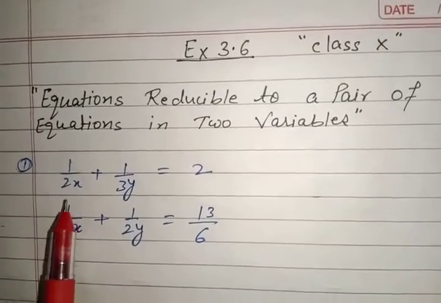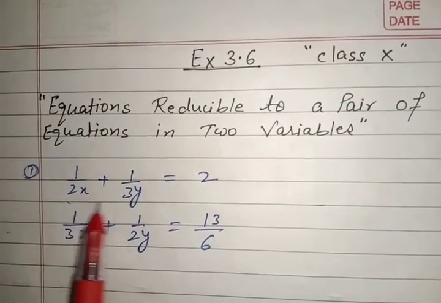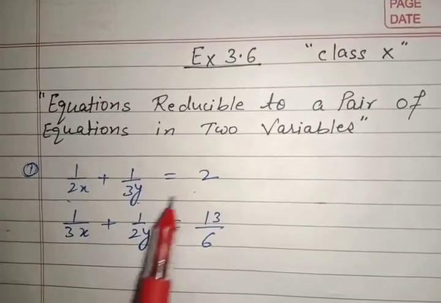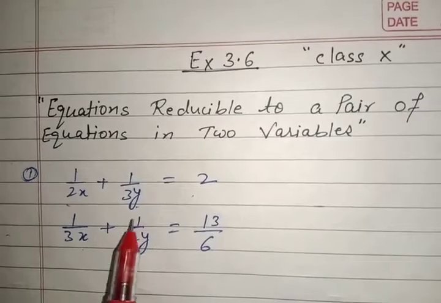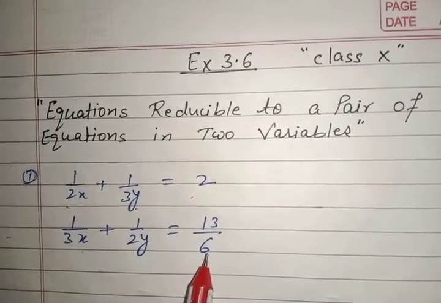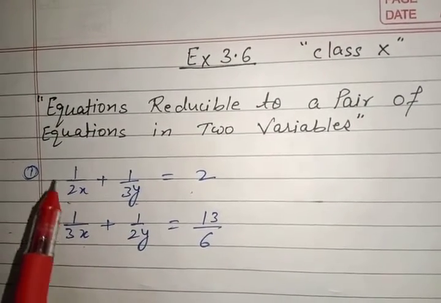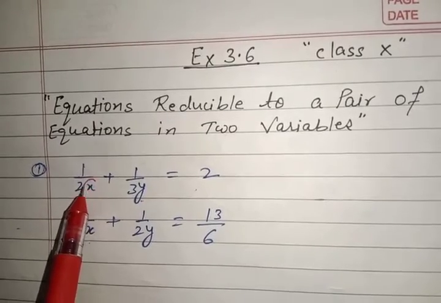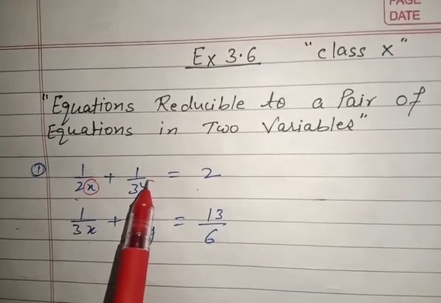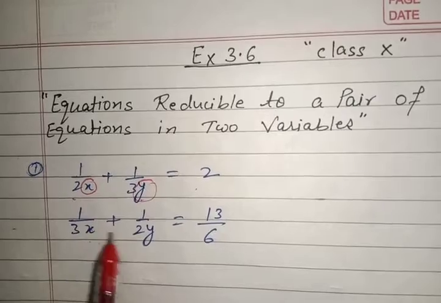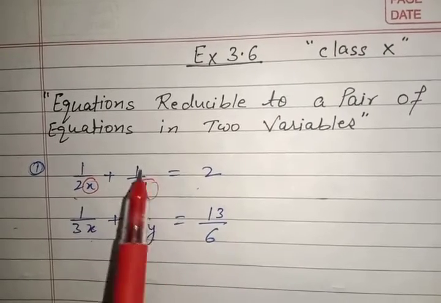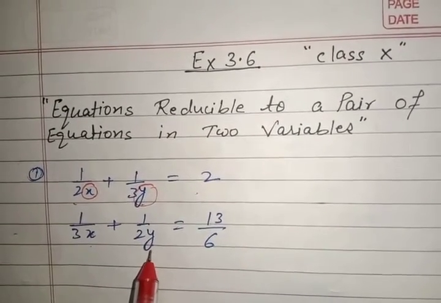First question that we'll study today is 1 upon 2x plus 1 upon 3y is equals to 2 and 1 upon 3x plus 1 upon 2y is equals to 13 upon 6. If you observe it carefully, just see where is our x, this is in the denominator, where is our y, this is in the denominator. So same here, it means these two equations given to us are not linear.